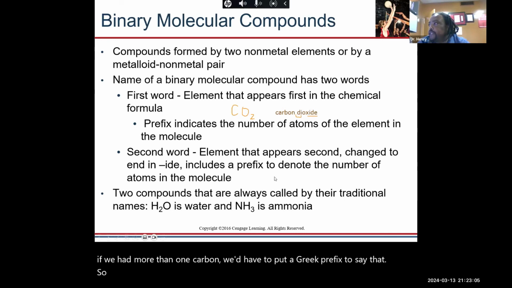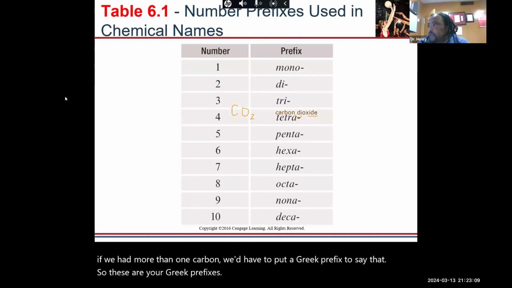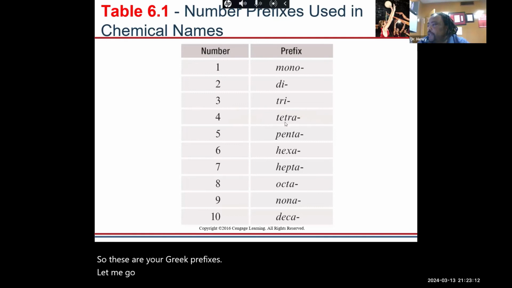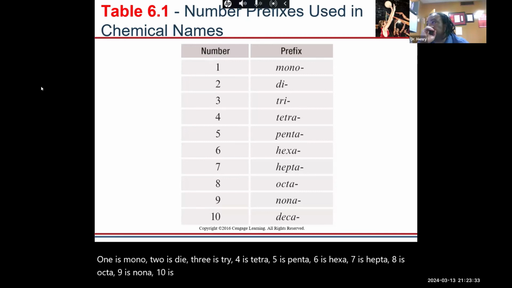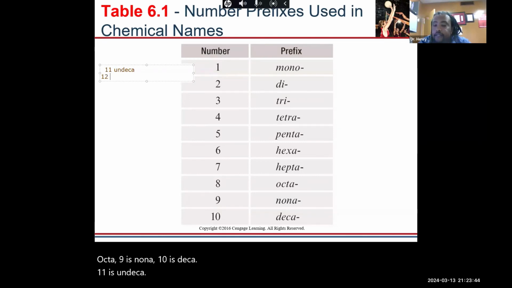So these are your Greek prefixes. One is mono, two is di, three is tri, four is tetra, five is penta, six is hexa, seven is hepta, eight is octa, nine is nona, 10 is deca, 11 is undeca, 12 is dodeca, and 13 is trideca. Those are going to be your Greek prefixes.